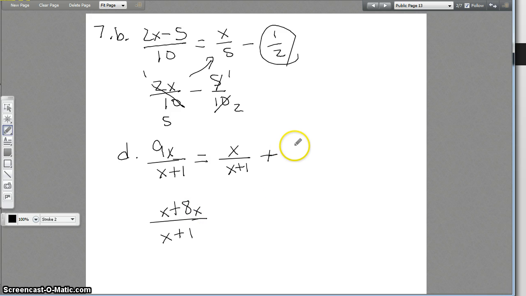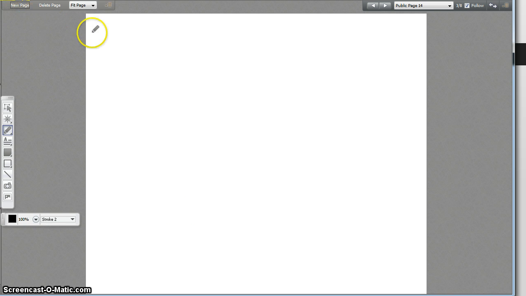So we can break that into two fractions, x over x plus 1 and 8x over x plus 1. So that is actually going to be our answer, 8x over x plus 1. Okay, so now we're going to jump over and do number 7, part E.